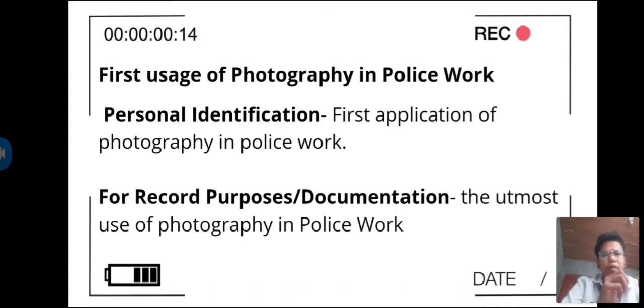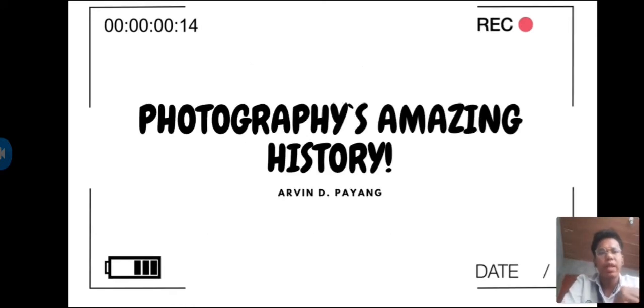Next one, for record purposes and documentation. Okay? Kung yung una, personal identification, it is the first application. Ito namang for record purposes. This is the utmost use of photography in police work. Okay? Huwag kayong malito doon. Okay? This is the utmost work. Tapos yung isa, the first application. Okay? Next. Let's now go to photography's amazing history.